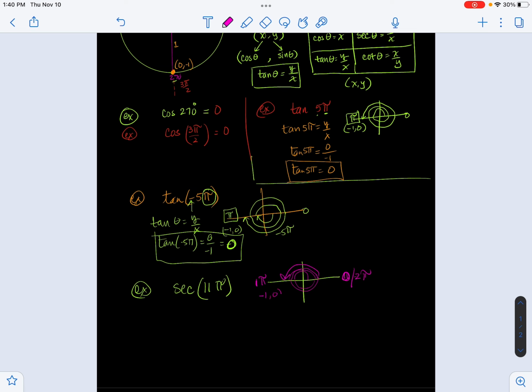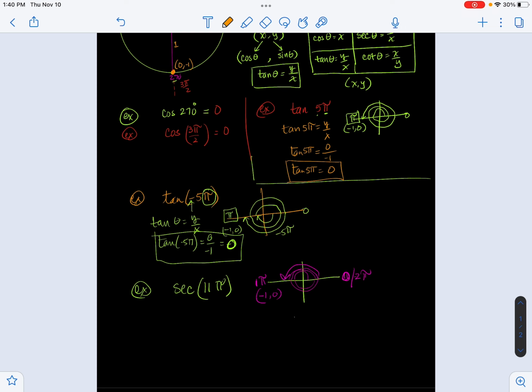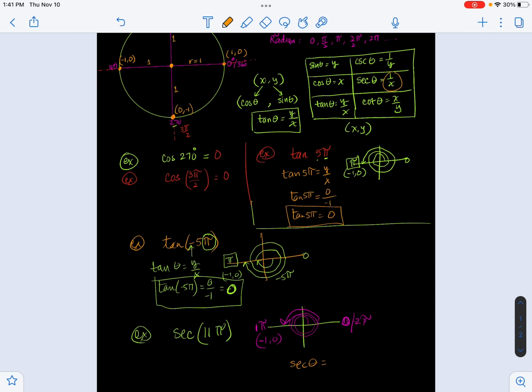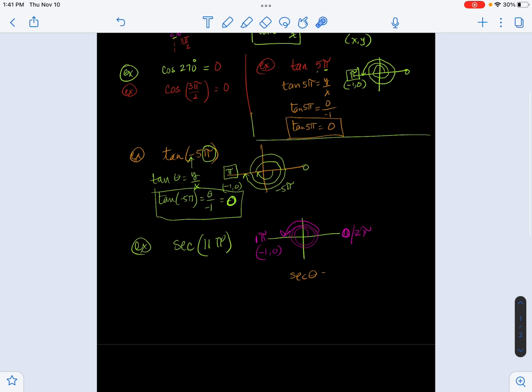We will get the coordinates there. And then we're like, wait a second. Secant is described as 1 over x. One more time, secant is defined as 1 over x. So what's the x coordinate there? Negative 1. So 1 over negative 1 is back to negative 1. So that's negative 1.